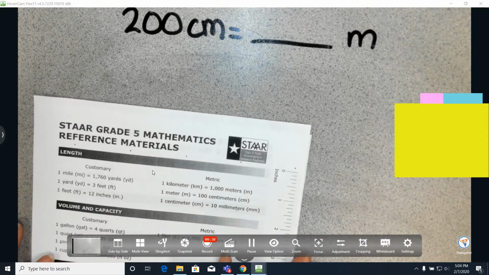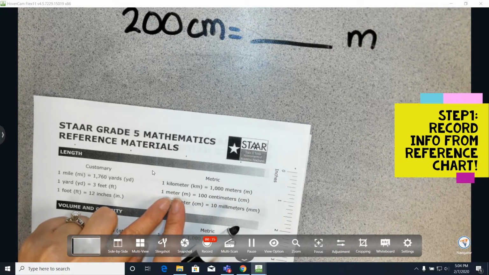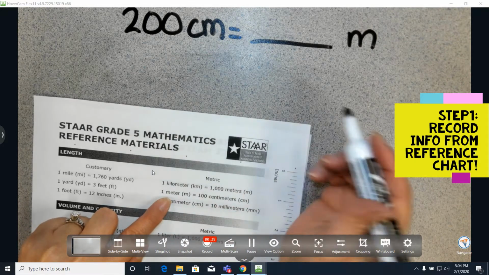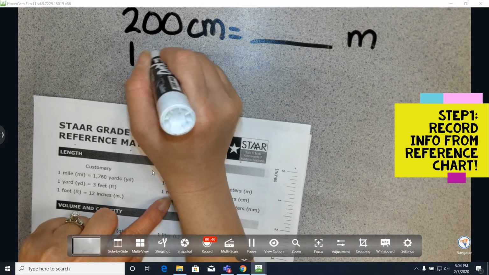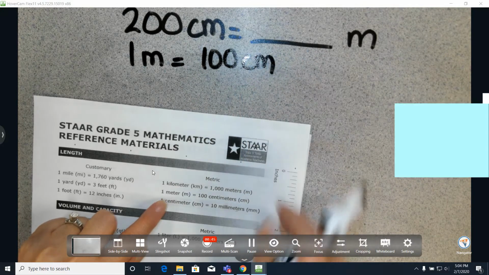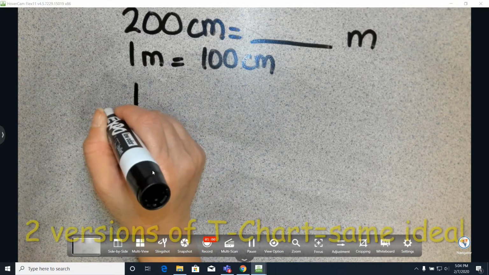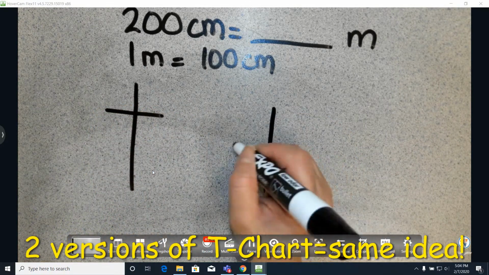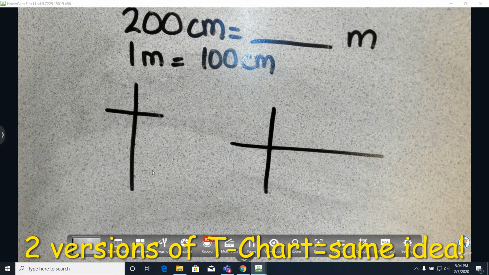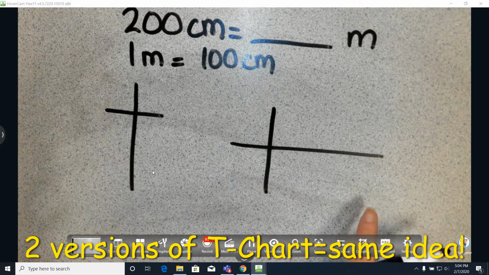Then when you go to the reference chart, you can see that here's the information from meter and centimeters, and that's what you can write down. 1 meter equals 100 centimeters. I'm going to model how two different tables are being used, but they're actually exactly the same thing. Listen to the concept, but the tables are actually the same thing. Some teachers like to use the stand-up table, other teachers like to use the lay-down table, and you can use them the exact same way.